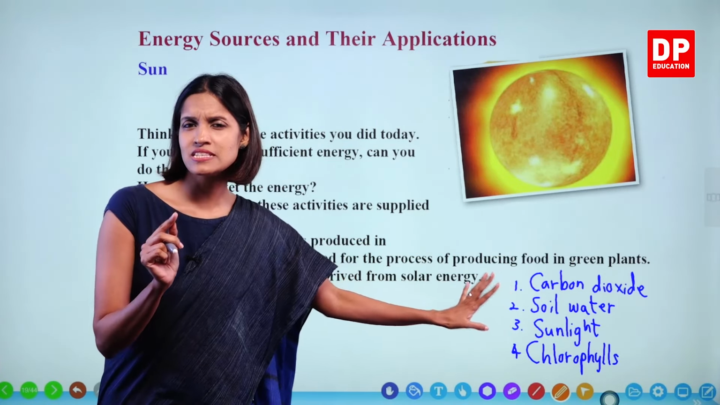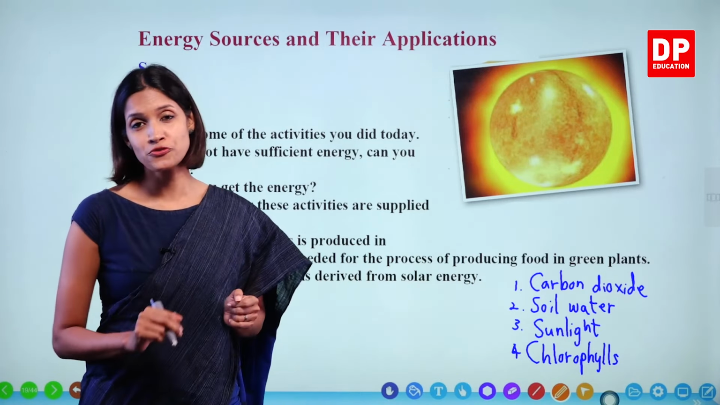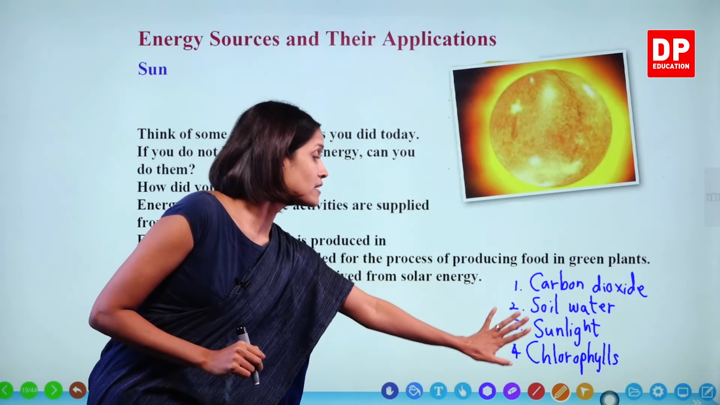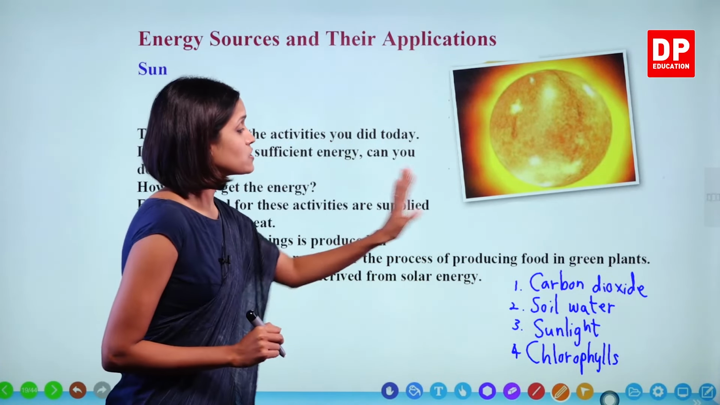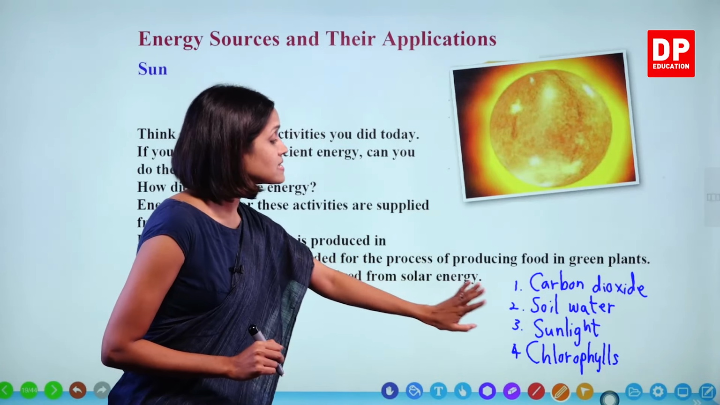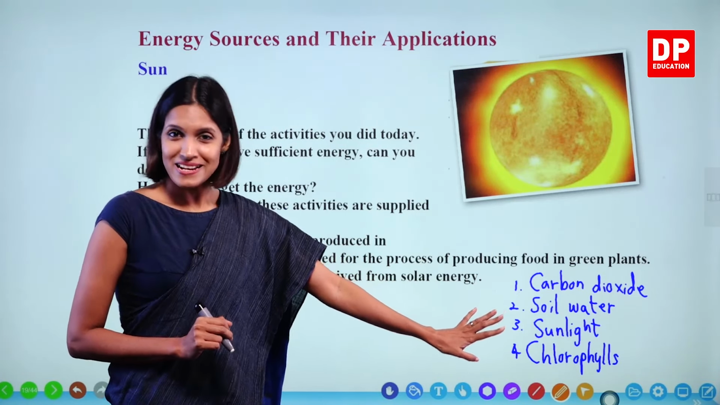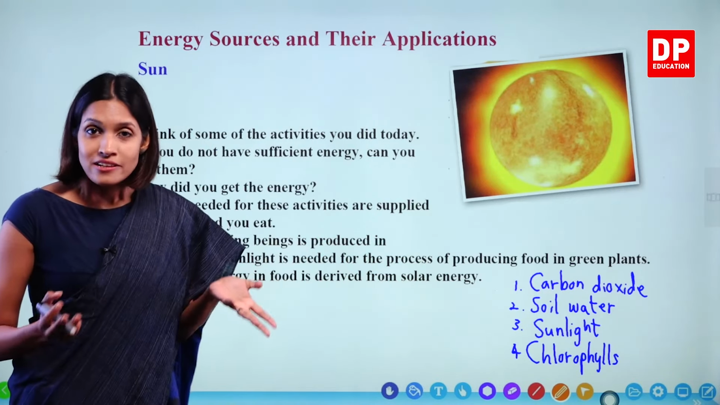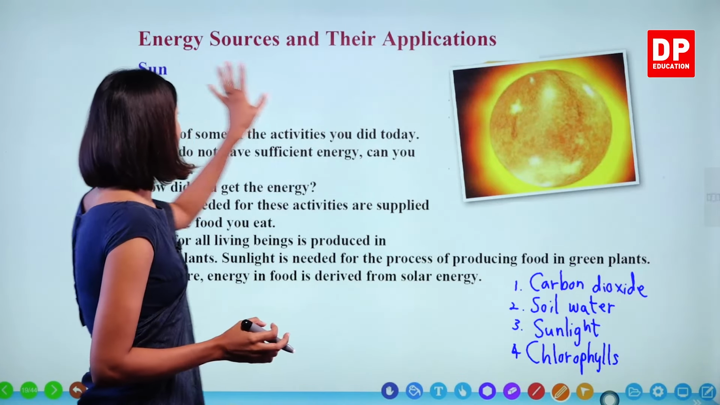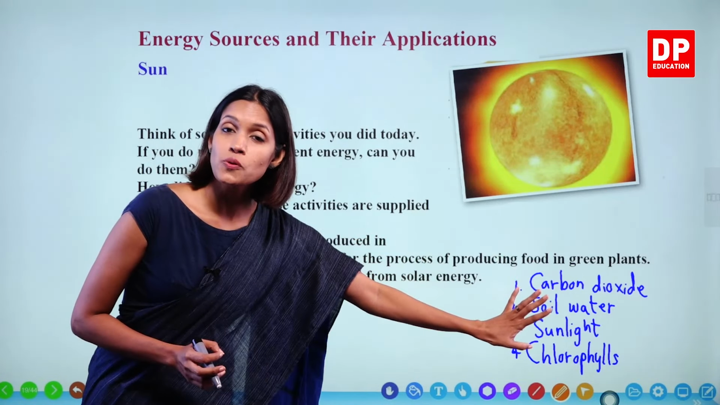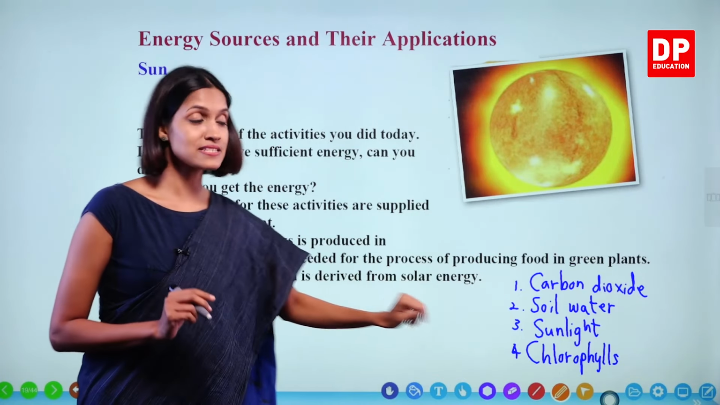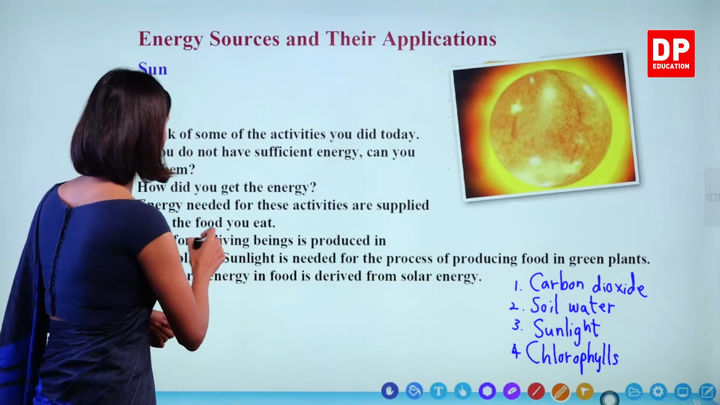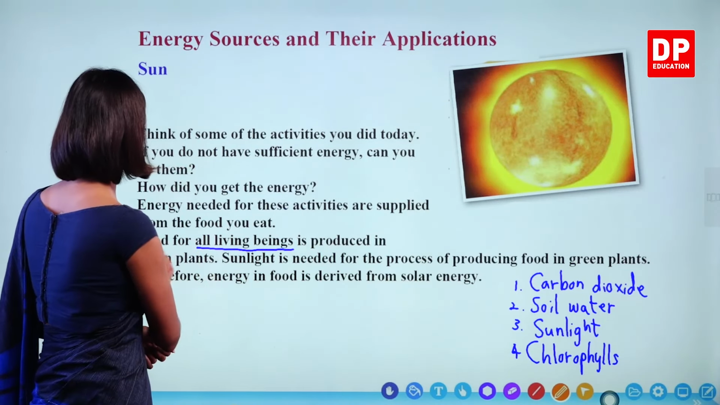Now what is photosynthesis again? The process of plants producing their own food. Photosynthesis takes place only if all these factors are available: carbon dioxide, soil water, sunlight and chlorophylls. Understand children? So sunlight is one main factor affecting photosynthesis. Without the sun, photosynthesis will not take place. So that is why it is said food for all living beings is produced in green plants.